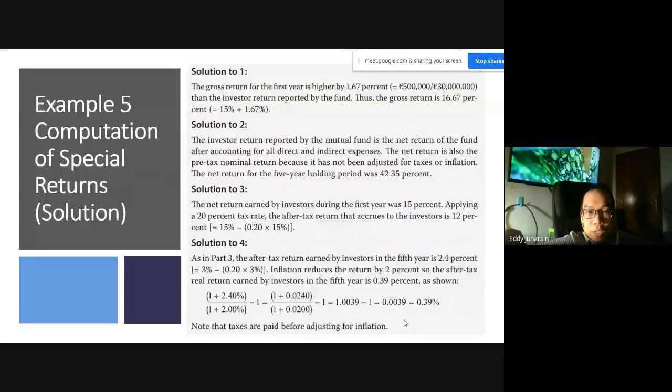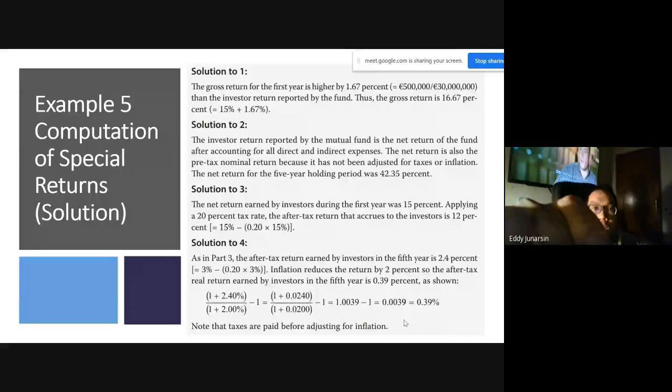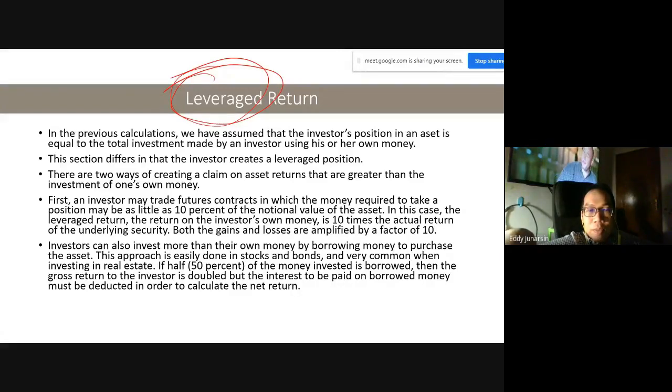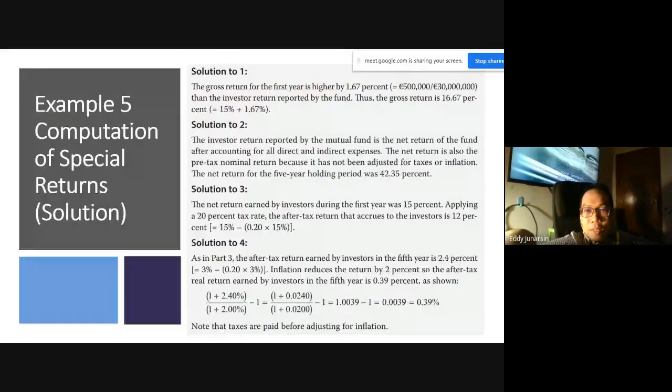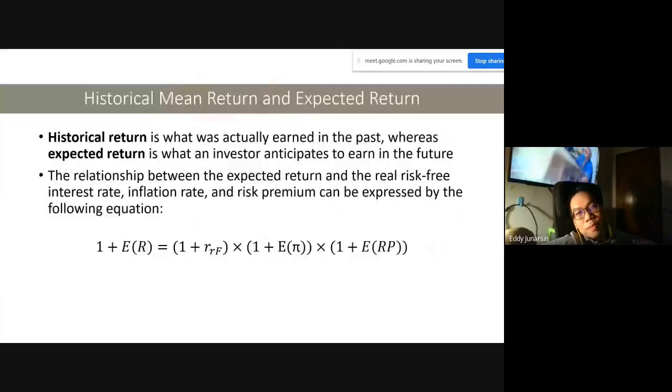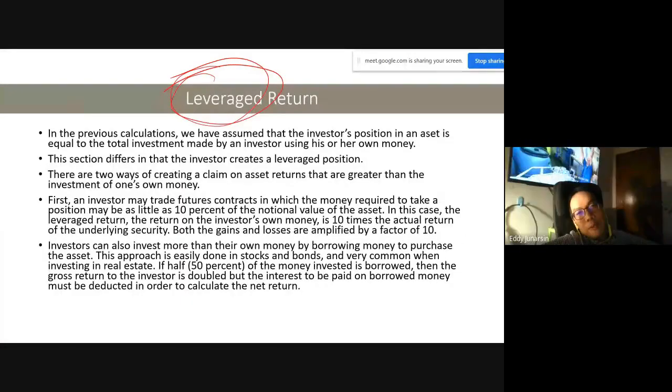The special returns. Some special case: leverage return. Leverage means what? Tell me quickly. What is the meaning of leverage? It's using debt, sir. Using debt, you borrow money. That's right. For example, in Indonesia, we can only borrow a little from our broker.